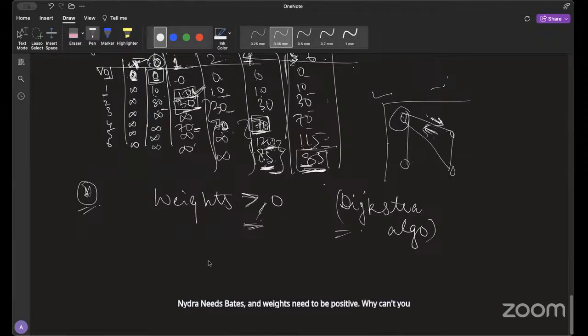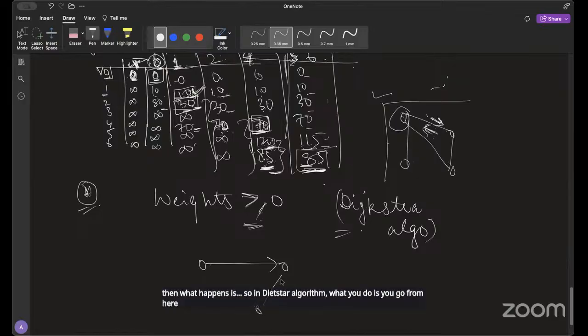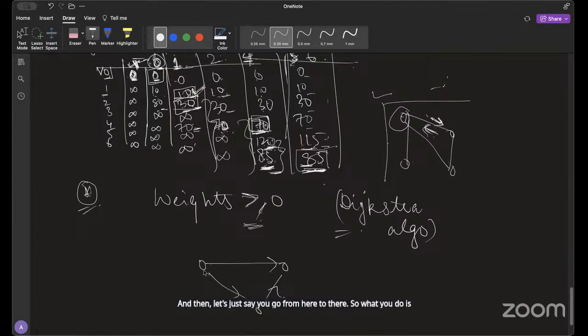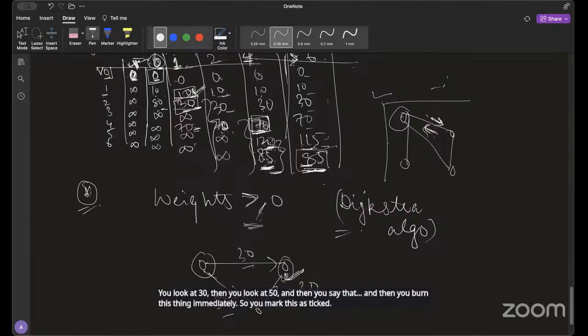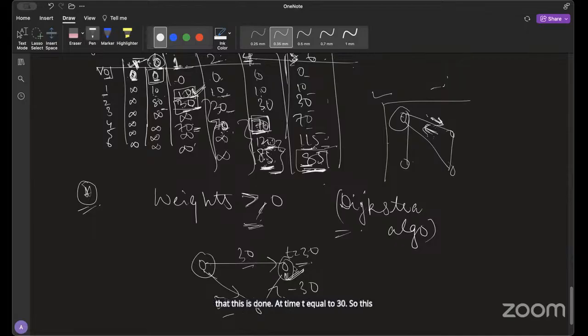Why can't you have negative weights here? Because if say you have a negative weight here, then what happens is, in Dijkstra algorithm, you go from here to here, and then let's just say you go from here to here. The basic thing that you do in Dijkstra is, if this is 30, this is 50, and let's just say this is minus 30. If this is the source vertex, you look at 30, then you look at 50, and then you burn this immediately. You mark this as tick, that this is done at time t equal to 30. So this is now fixed and you can't update this thing. That's the major feature of Dijkstra algorithm, that you can't change it after it is fixed, right?